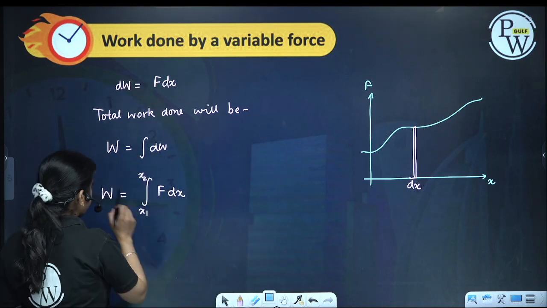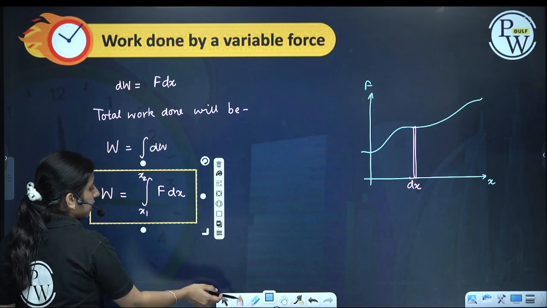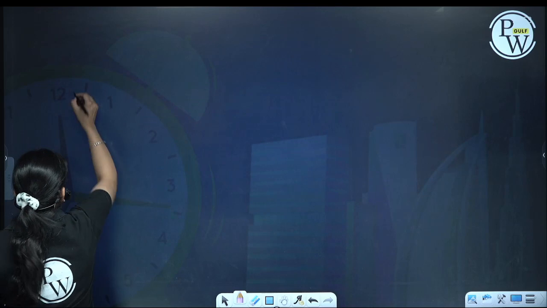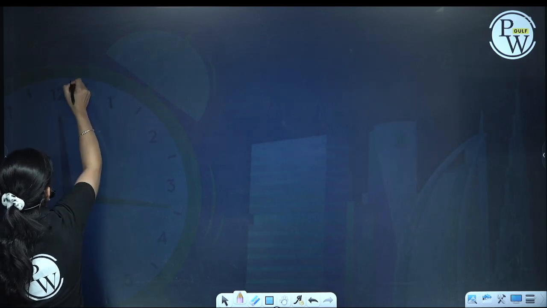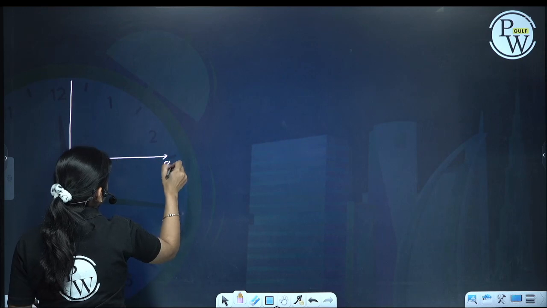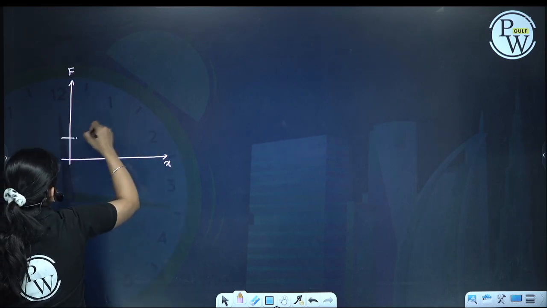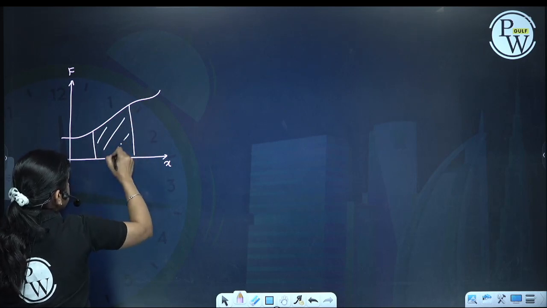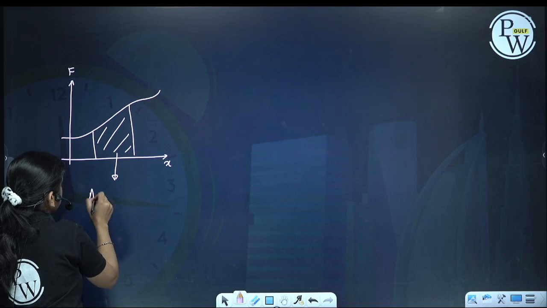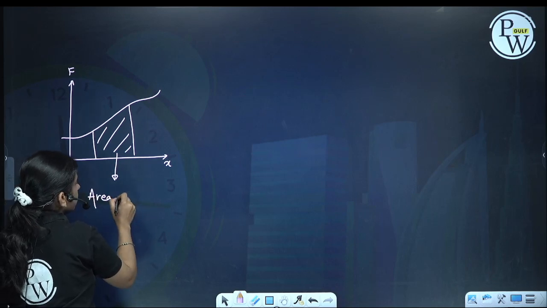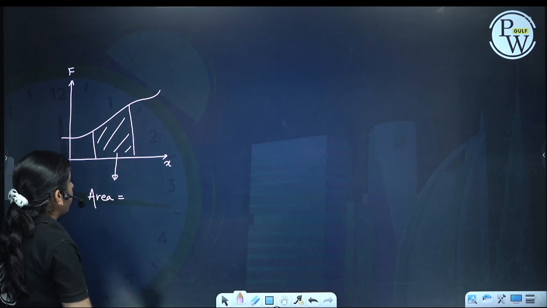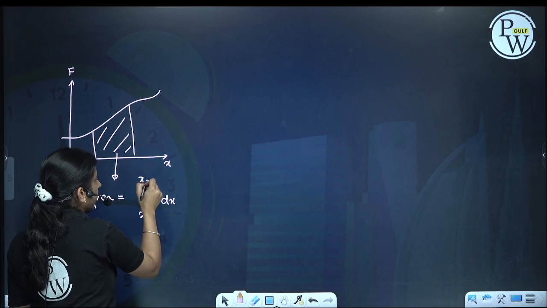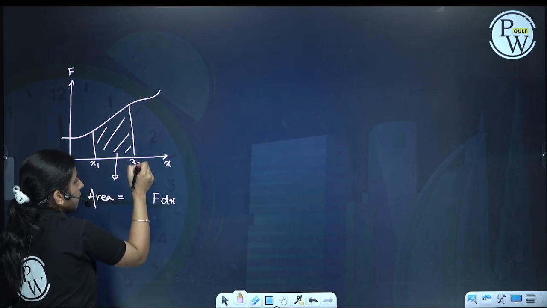From where till where you want to find the work done, that will go on the limit. Now see, if we have a plot between f and x, a plot between displacement and force, and I want to find this area. This area will be given by integration of y dx, that is integration of f dx from x1 to x2, from where till where you want to find the area.